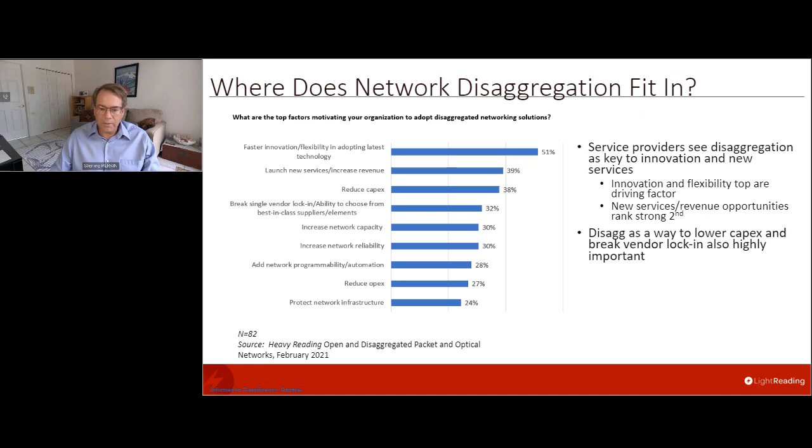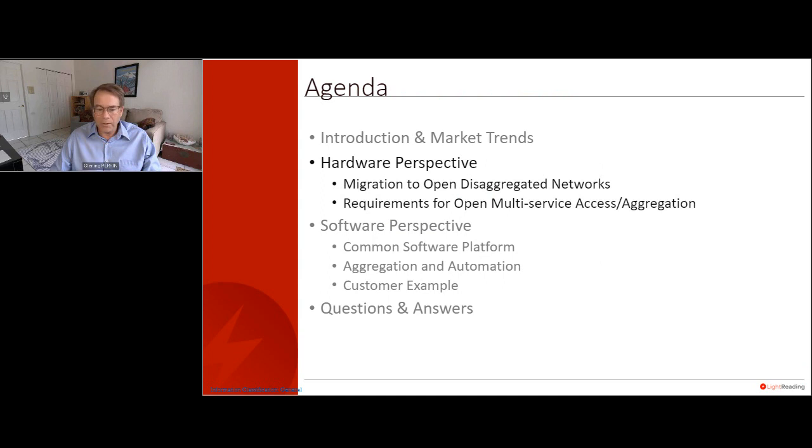I haven't defined disaggregation here. Kai, who I'm going to bring in now, is going to talk more on the definitions and then really get into the role of disaggregation as it relates to the access and aggregation networks that we're going to talk through.